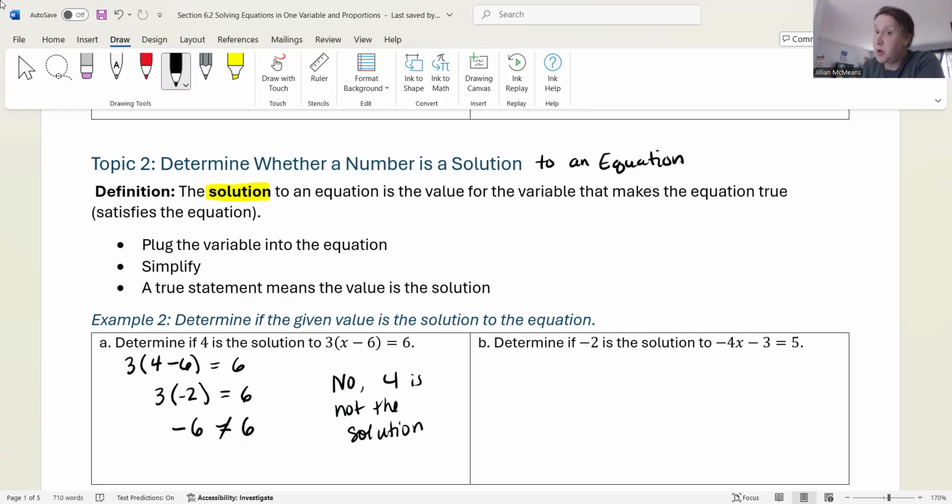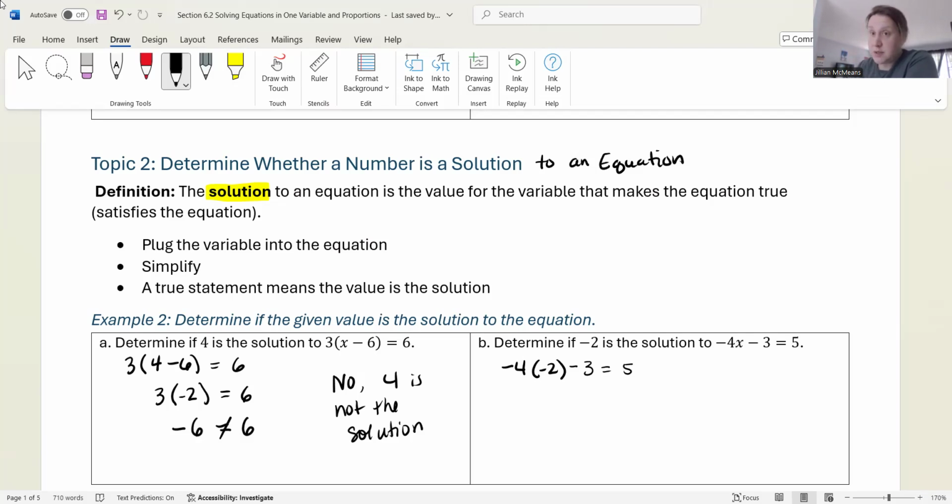Okay, so let's look at part B. Part B says determine if negative 2 is the solution to 4x minus 3 equals 5. So again, we're going to rewrite the whole equation, but anywhere we see an x, we're going to replace it with a negative 2. So negative 4 times x, which is negative 2, and I'm just going to use parentheses to replace the x with a negative 2. It keeps the negative with the 2, and it indicates multiplication. Okay, and then we're going to say minus 3 equals 5.